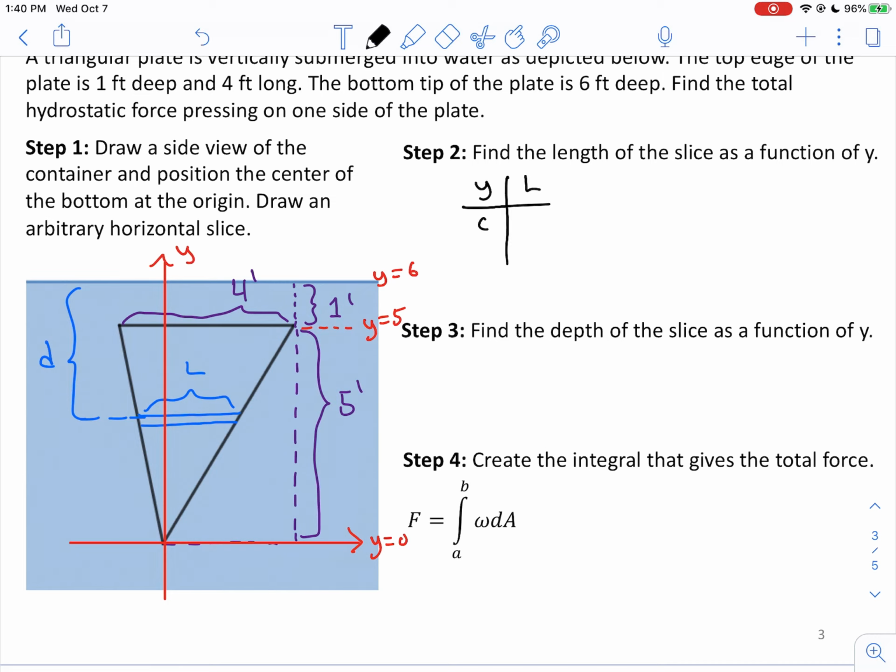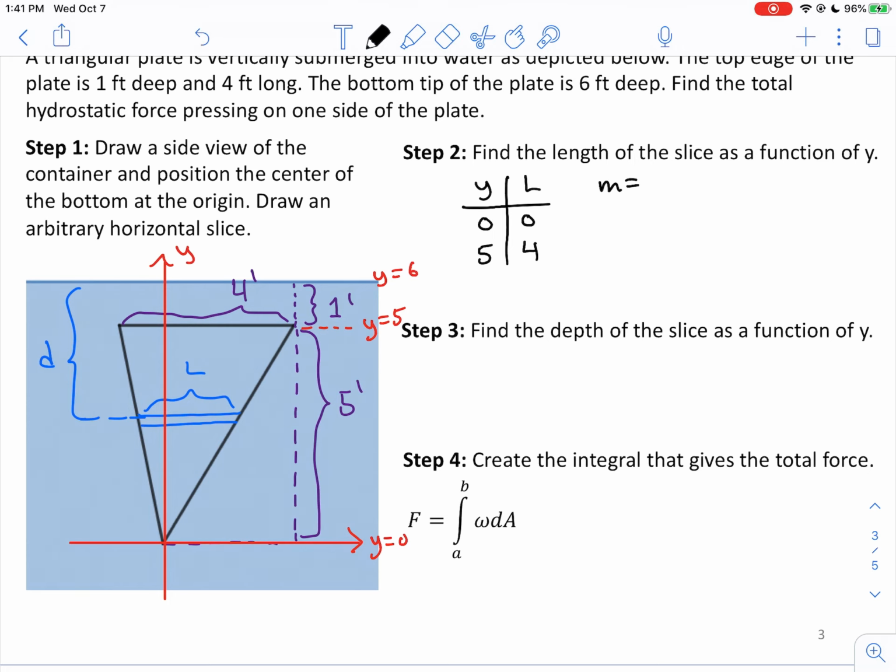So when y is 0, when you're at the bottom of the plate, the very first strip down here at this tip down here, what is its length? Well, its length is going to be 0 down there. But by the time we get to y equals 5, how long is the strip up here at the very top? And that's where that 4 comes into play. And because we expect a linear change in L as y varies from 0 to 5, we can do point slope form. So I'm going to find the slope.